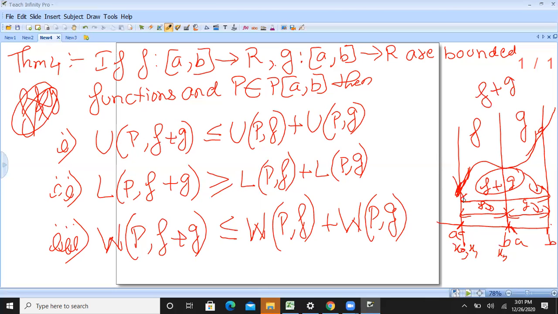So lowest plus supremum. The highest point is the supremum. Sorry, infimum and supremum. So lower and higher.